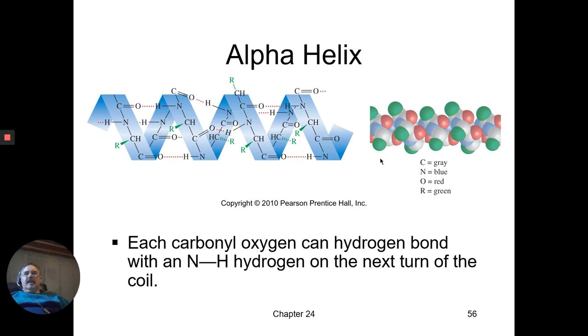Right, here is the alpha helix. So each carbonyl oxygen can hydrogen bond with an NH hydrogen on the next turn of the coil. Okay, and the next turn of the coil is typically 4 amino acid residues ahead. So it forms this shape like a coiled spring. Okay, in order to form the alpha helix, the amino acids all have to be in the L configuration.